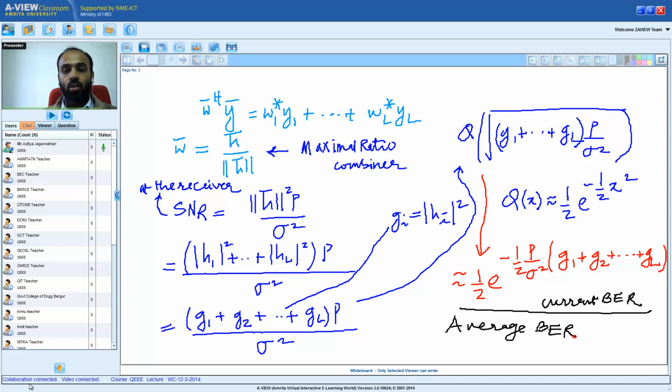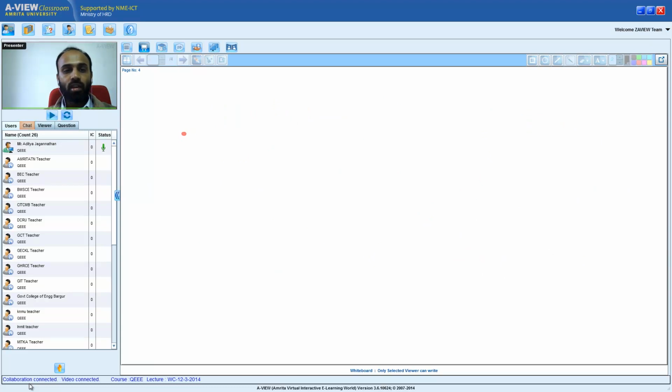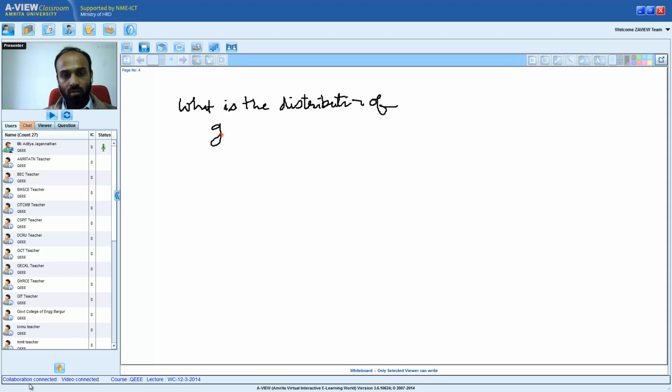To compute the average bit error rate, I need the distribution of the gains g1, g2 up to gL. We already know the distribution of each channel gain. What is the distribution of gi? It is exponential, that is e to the power of minus gi. Further, all the gi are independent.